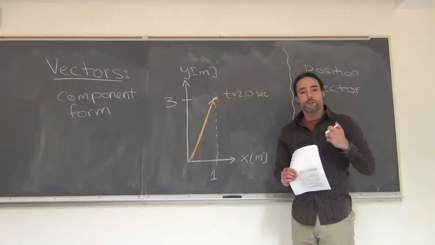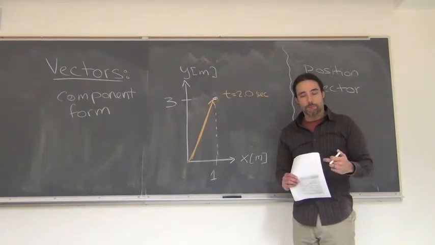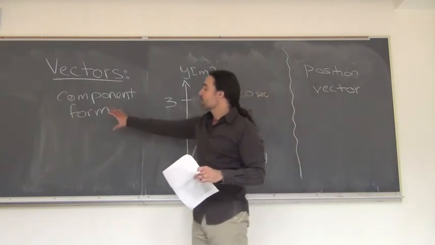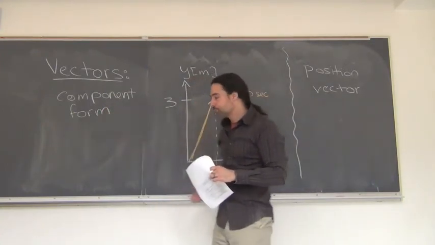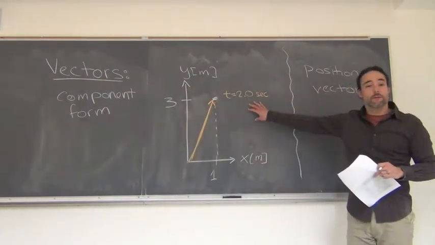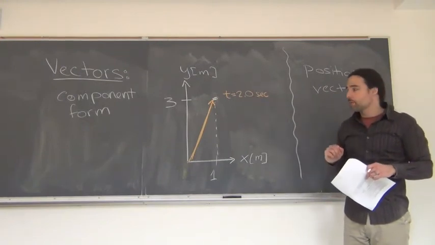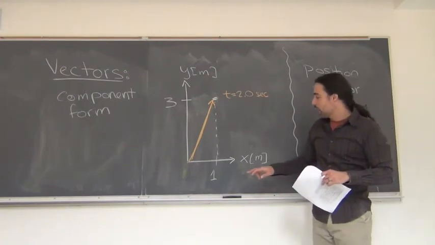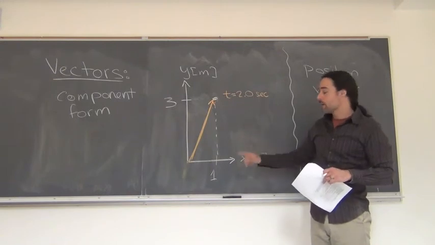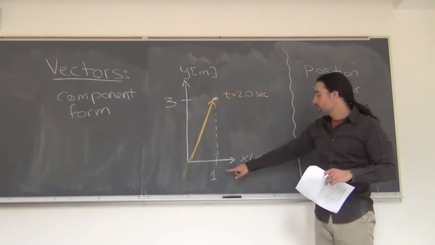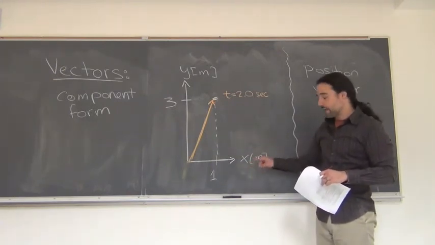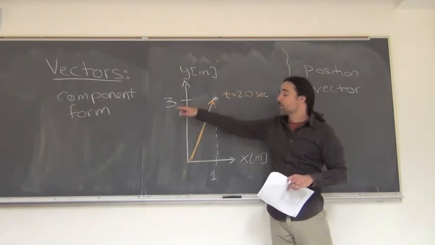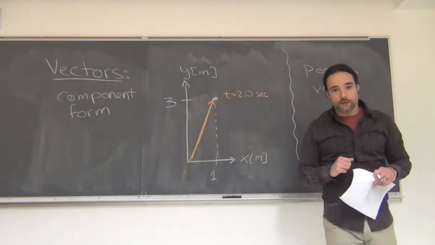There are several ways to describe vectors mathematically. To start with, we're going to write our vectors in component form. So I chose a particular time here, 2 seconds, from the information I gave you before. Our object was at a position 1 meter away from the origin in the x direction and 3 meters away from the origin in the y direction.